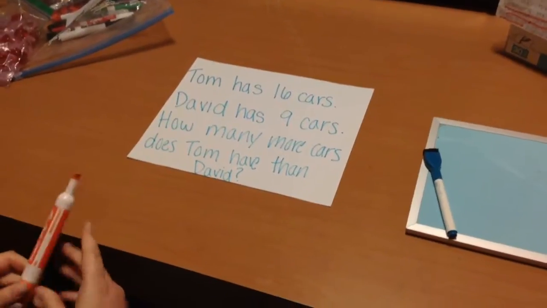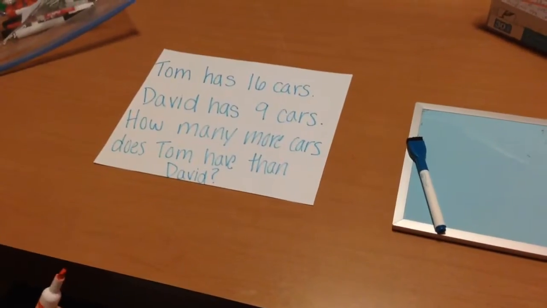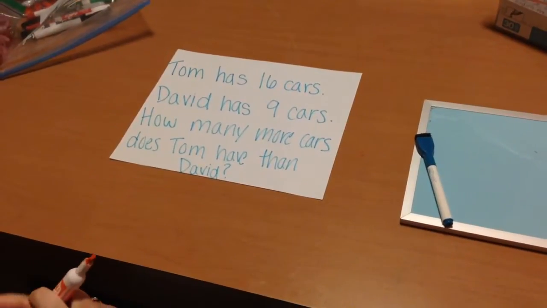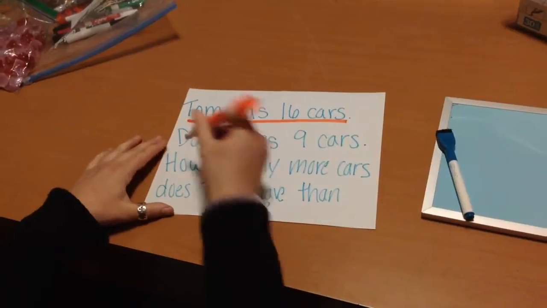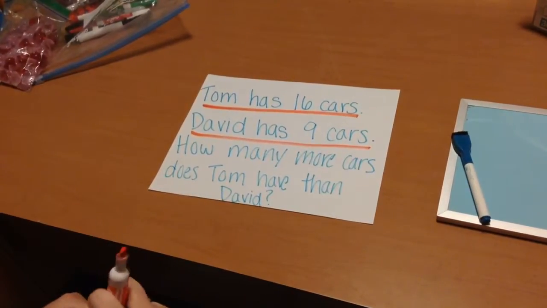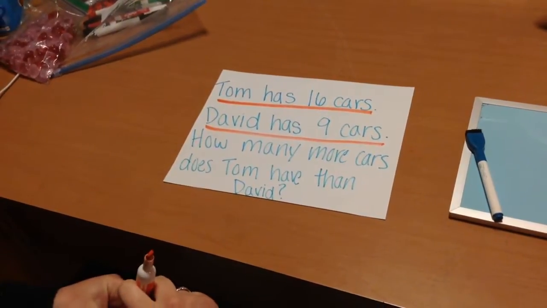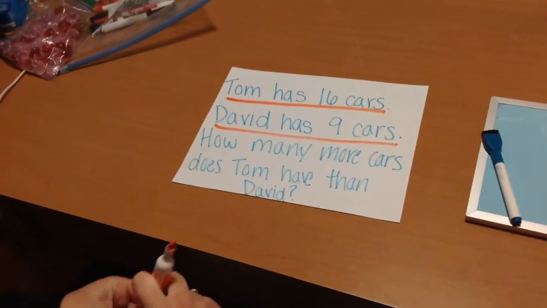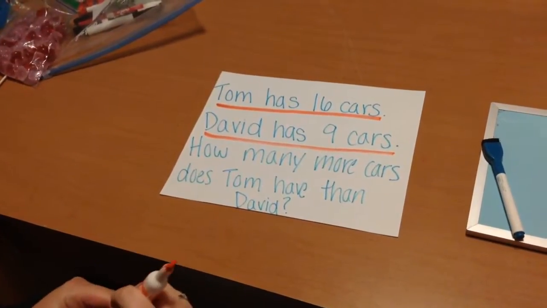So, like we did in the last problem, the first thing you want to do is identify what the problem is asking you and what is given. So it says that Tom has 16 cars and David has 9 cars. So what we need to notice about this problem is that it's talking about 2 different people. So we have Tom and we have David. And it's asking us how many more cars does Tom have than David.